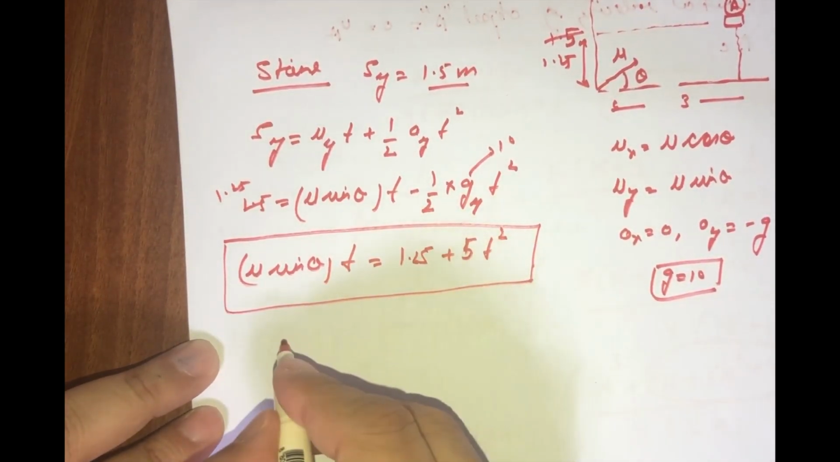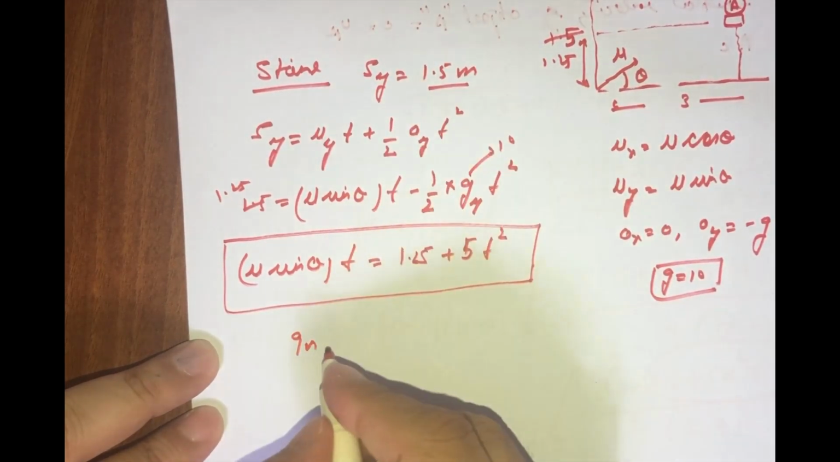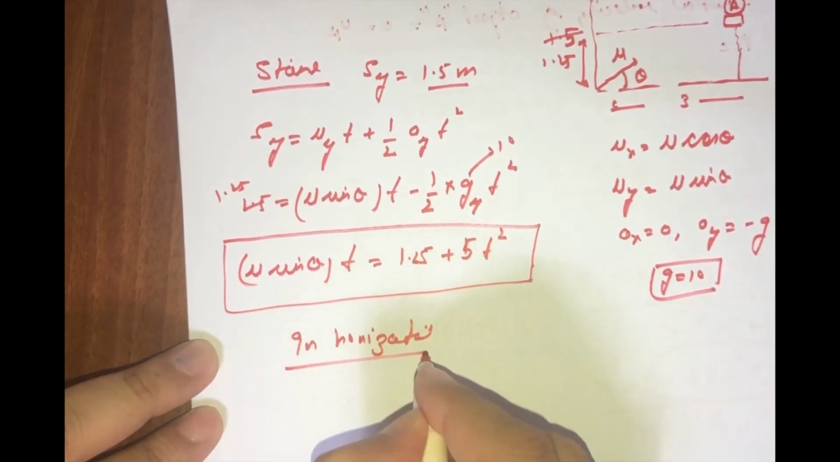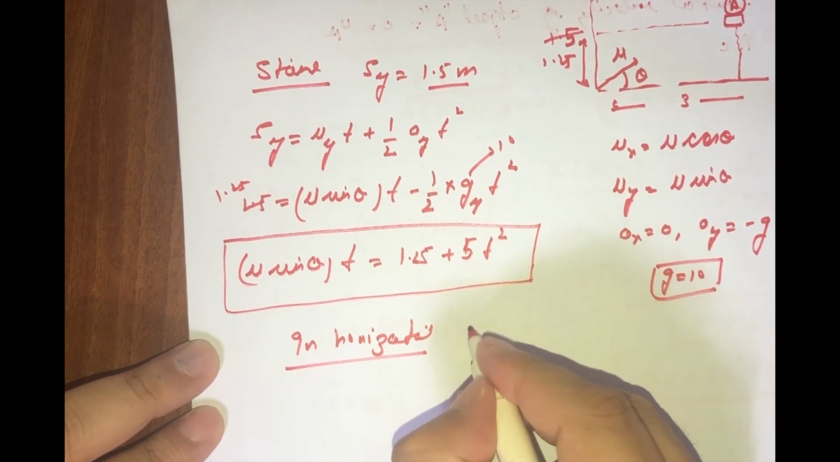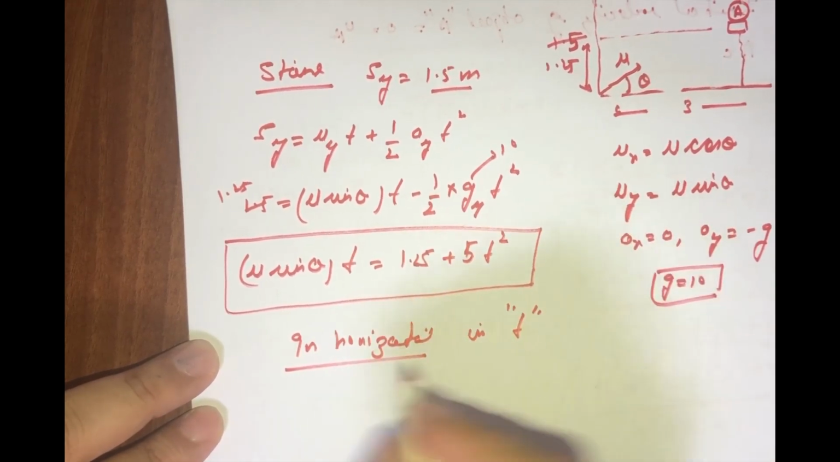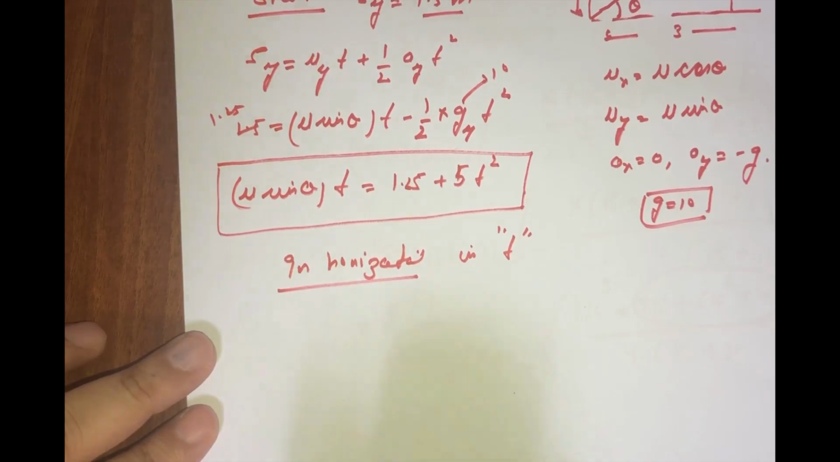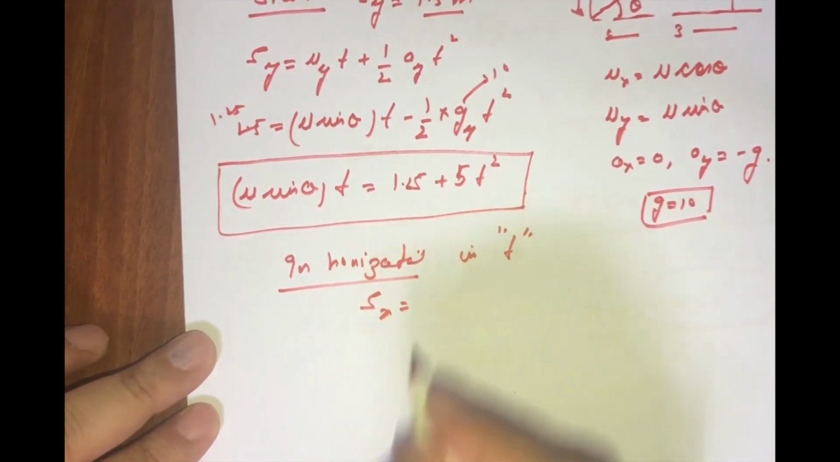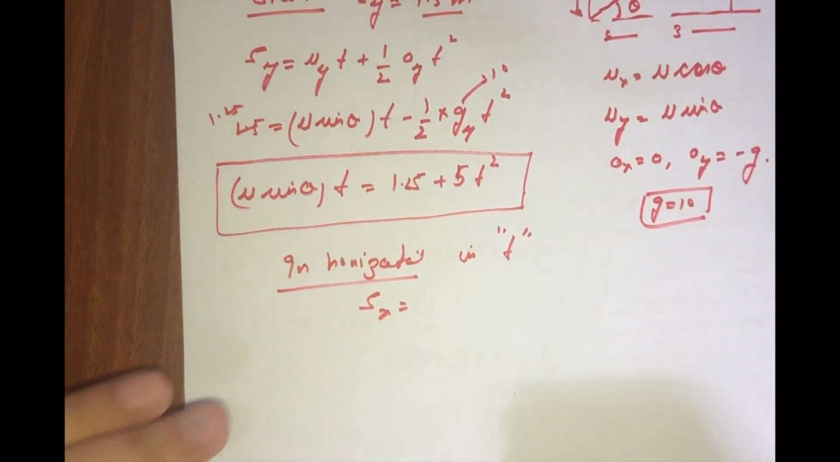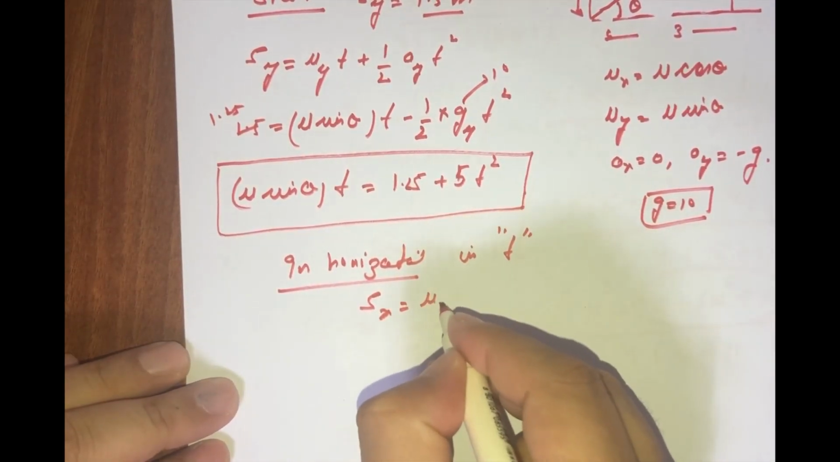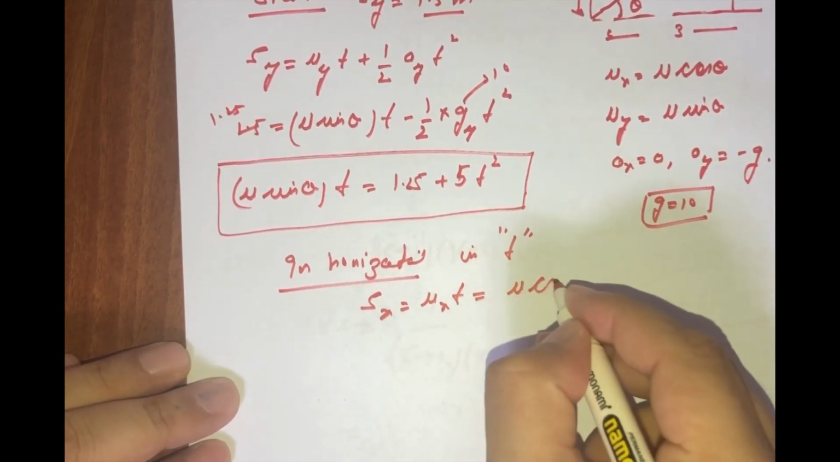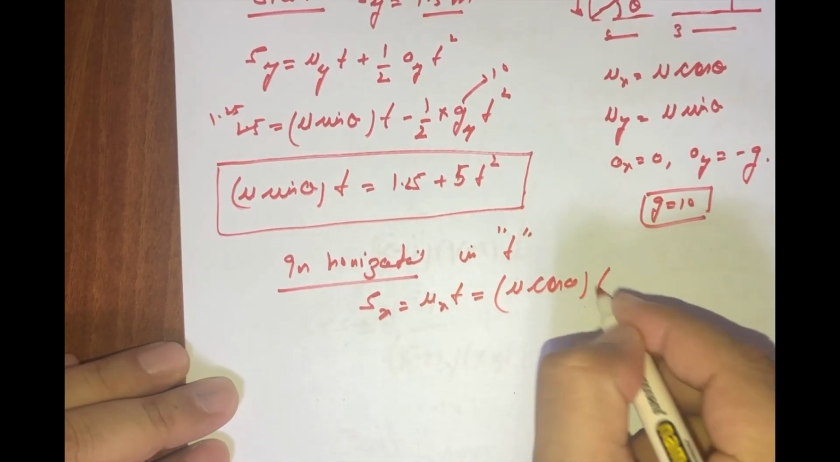So in horizontal direction, if this was vertical and this is horizontal, in time t the distance traveled, let us suppose it is given as s of x, the horizontal distance traveled by the stone. This will be equal to u of x multiplied by t, and u x is given as u cos of theta, so this will be u cos of theta multiplied by t.